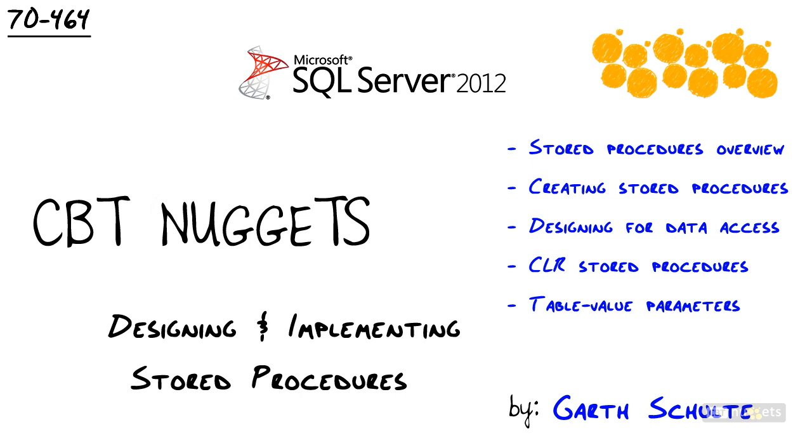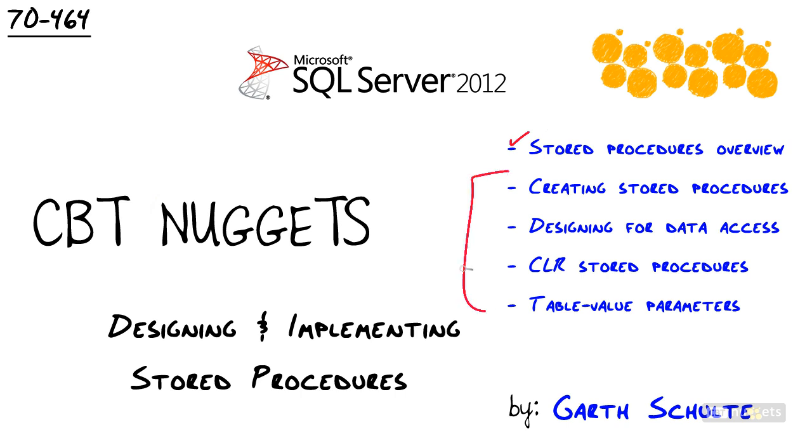So in this nugget, we're going to take a good look at how to design and implement stored procedures. We'll start here with just a quick overview to talk about what stored procedures are, the different things we can do with them, their structures, parameters, return values. We'll talk about all the benefits that we get from them, and then more importantly, we'll talk about how to properly design stored procedures and some things to think about when you design them.